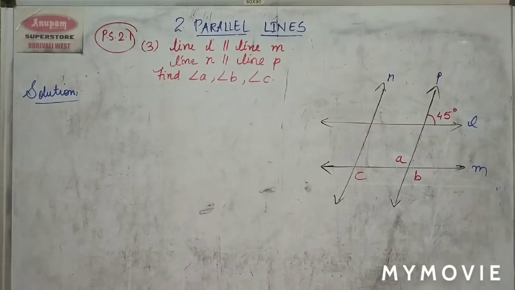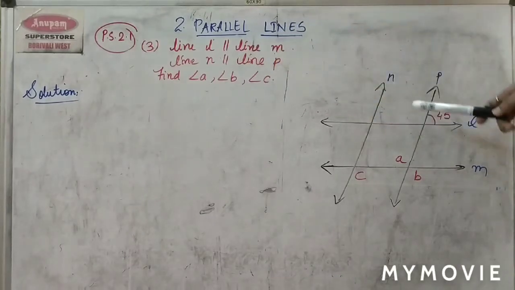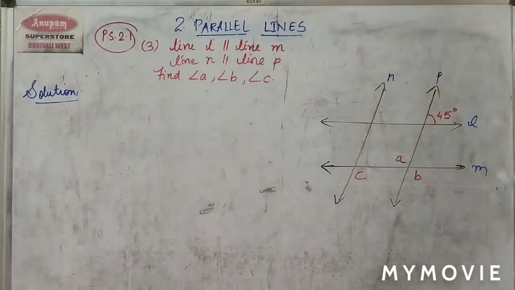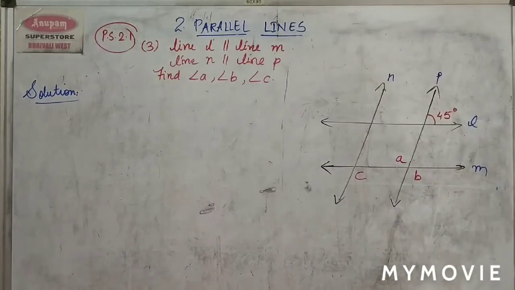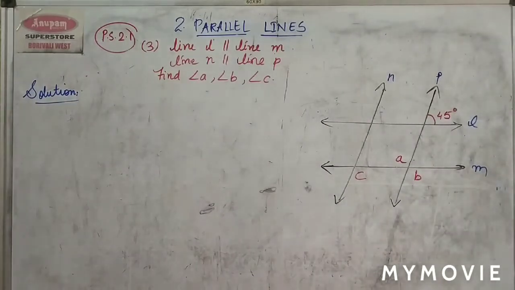In the next part, we have been given that line L is parallel to line M, and N is parallel to P. So these two lines are parallel, and these two lines are parallel. So there is no problem here. We can use corresponding angles, vertically opposite angles, linear pair, in whatever manner we want.